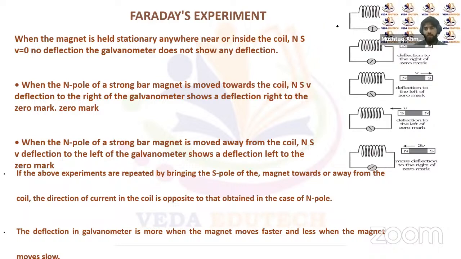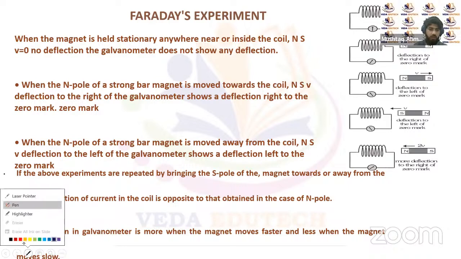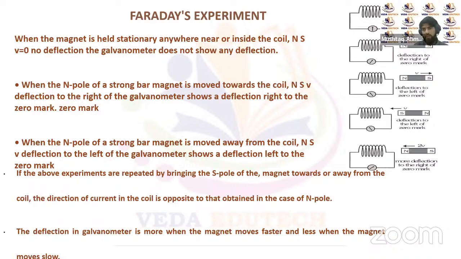What he did in this experiment is, first of all, he placed a bar magnet here, and we know that the magnetic field lines because of this bar magnet are directed like this. These are the magnetic field lines. They originate from the north pole and terminate on the south pole. So what he did is that he placed a bar magnet at rest near this circuit.